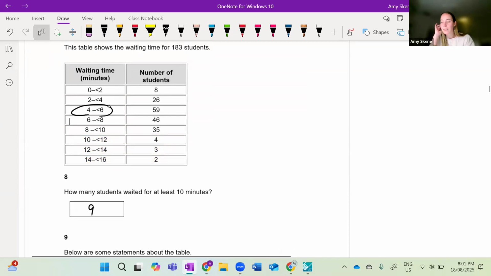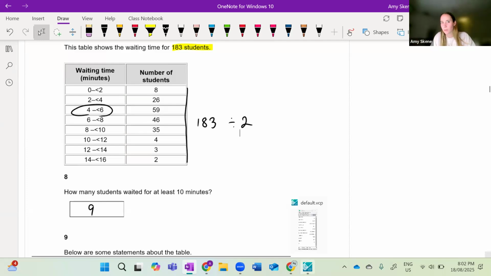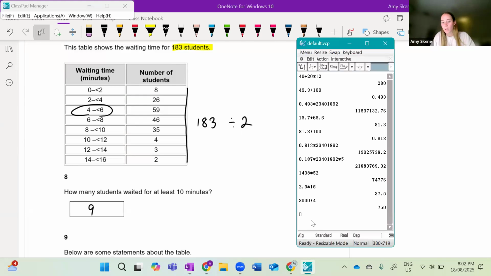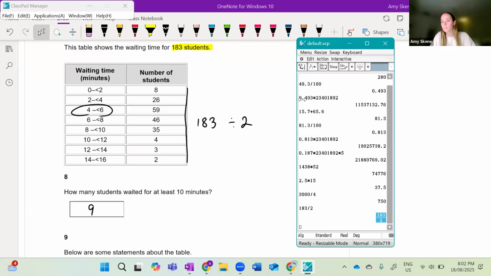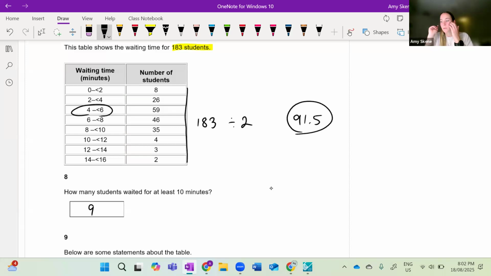To be able to calculate the median, you need to pretty much see the middle number. So you need to calculate the number of students. We've got a running total of 183 students that was given to us at the very start. So 183 students, if you want to find the middle number, you are going to divide that total by 2, because anything in the middle, like 100 divided by 2 is 50. 50 is in the middle of 100. So I'm going to do 183 divided by 2. And you got 91.5.